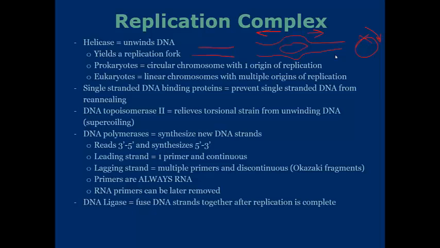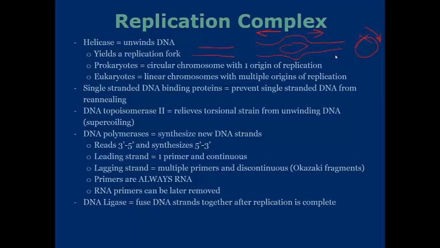DNA polymerases will synthesize new DNA strands along the single-stranded DNA. These polymerases will read 3 to 5, however, DNA is always synthesized 5 to 3, and the same will go for RNA as well during transcription. The leading strand has 1 primer and is continuous, whereas the lagging strand has multiple primers and is discontinuous since it's reading in the opposite direction. These fragments are called Okazaki fragments.